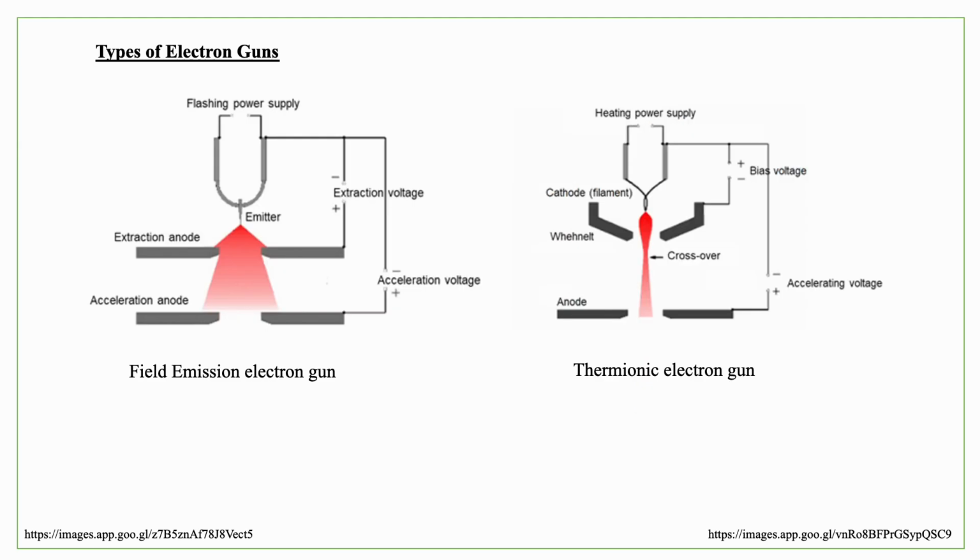Types of electron guns. There are sources of electrons like tungsten filament or lanthanum hexaboride. We can eject electrons out of these sources by providing them enough energy so that they can cross the surface barrier. Depending upon the source of energy we provide, there are two different kinds of electron guns. In the field emission electron gun, energy is supplied using an electric field, whereas in the thermionic electron gun, energy is supplied using heat. The field emission electron gun is used when we require high resolution, because the electron beam produced using this gun has more electron intensity.